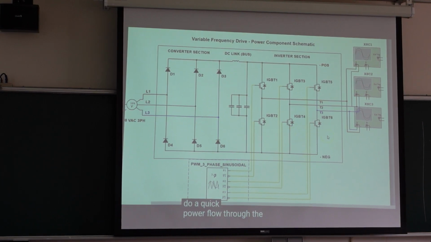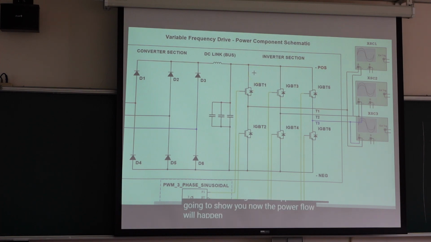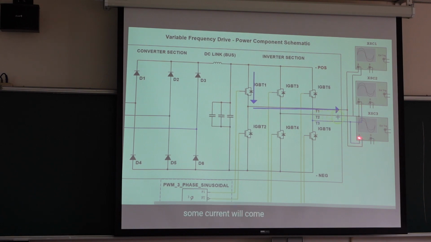Okay, so I'm going to zoom out and we'll do a quick power flow through the transistors. We'll just do one because otherwise it's going to take forever. The same thing would happen with the other transistors. So power will flow if IGBT T1 is turned on. If T1 is turned on, the collector emitter lead, then we can have a current flow out to the motor.